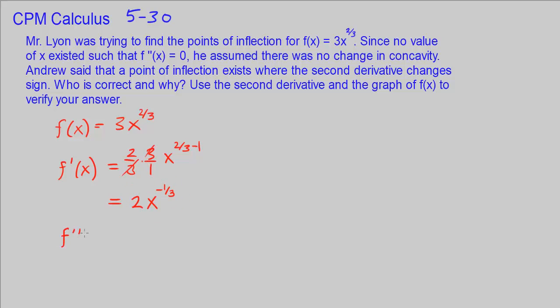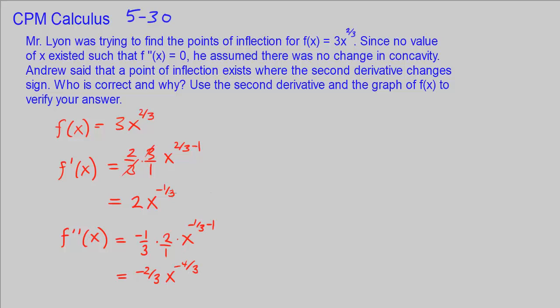F double prime of x is just the derivative of the first derivative. We're going to drop this power now using the power rule. It's going to be negative 1/3 times 2 times x to the power of negative 1/3 minus 1. Now multiplying negative 1/3 times 2, of course this is over 1, so this is negative 2/3. X to the power of negative 1/3 minus 1, we're going to add the numbers and it's going to be negative 4/3.